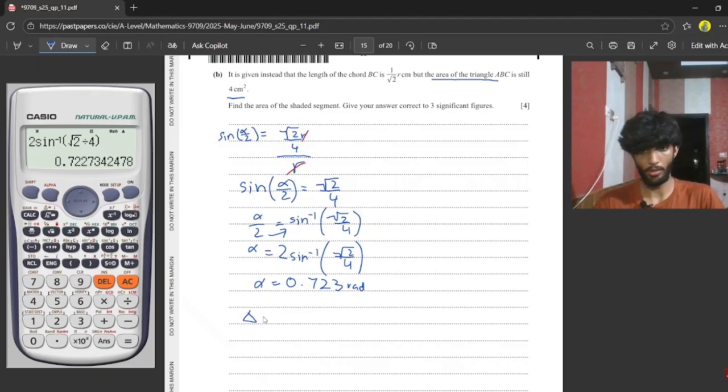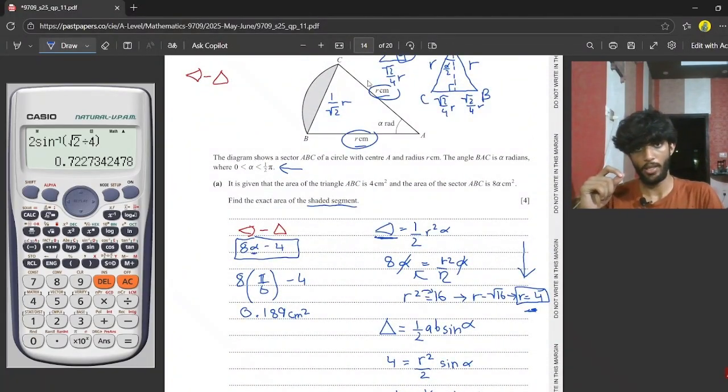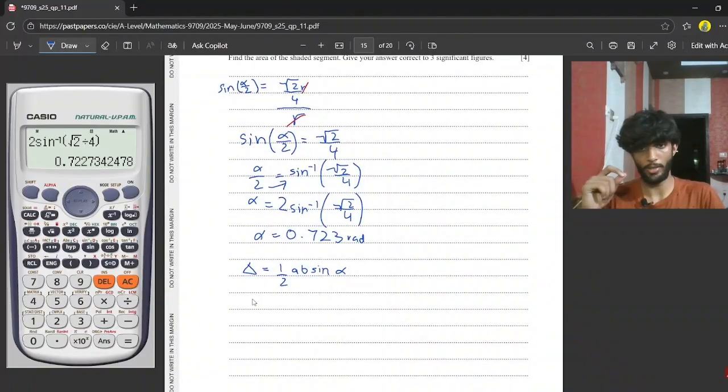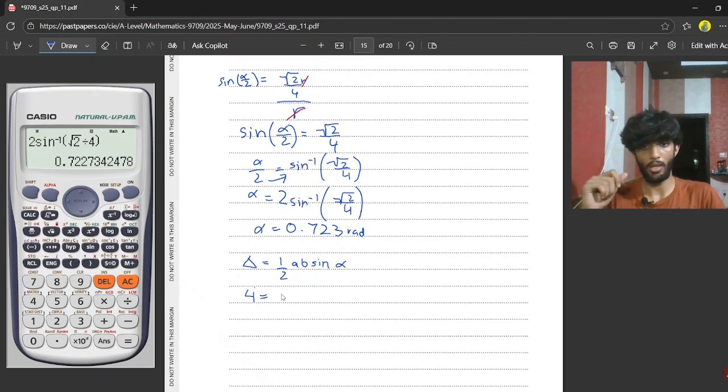So the area of a triangle is equal to 1 by 2, side A, side B, and the sine of the angle between them. That's just going to be alpha. We know that side A and B are these two sides, so they both are going to be r. And so this is going to simplify. We know the area of the triangle is 4. They told us that in the question. See, the area of the triangle is still 4. So it's 4 equals r squared, because A is r and B is r, by 2 sine alpha, and alpha is simply 0.723 radians. So I send the 2 to the other side. That's going to be 8.